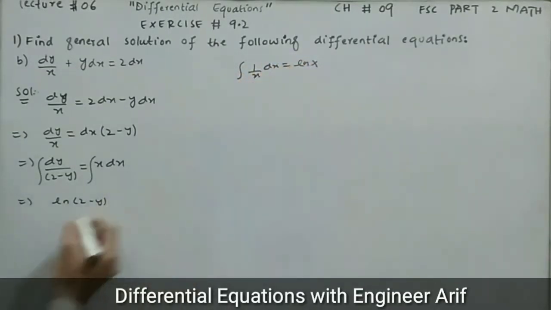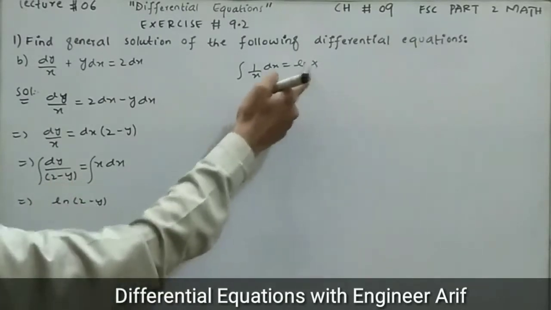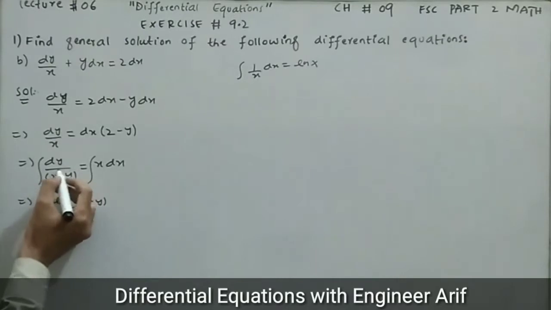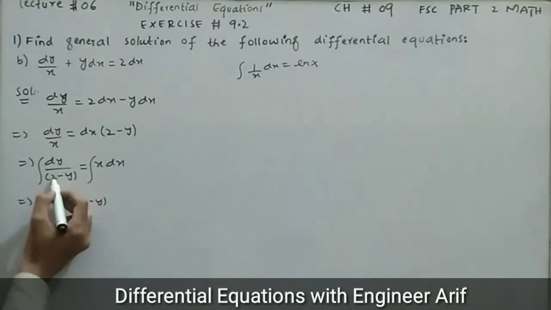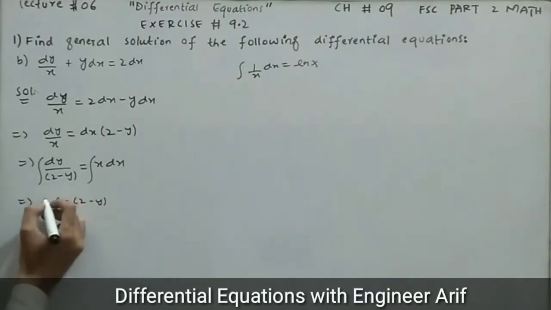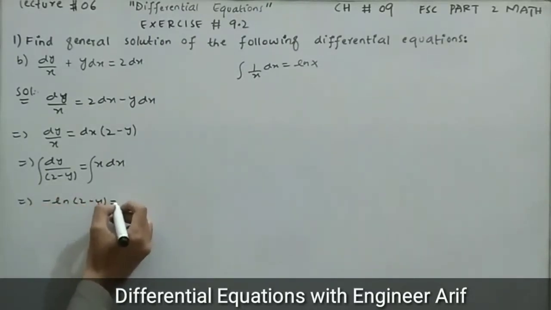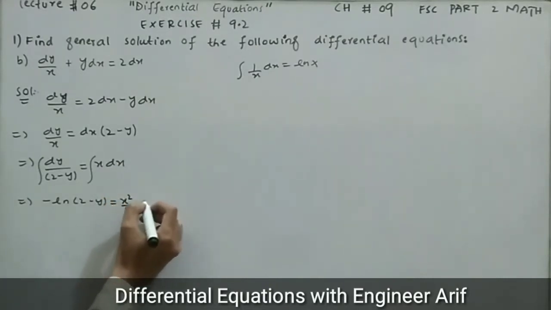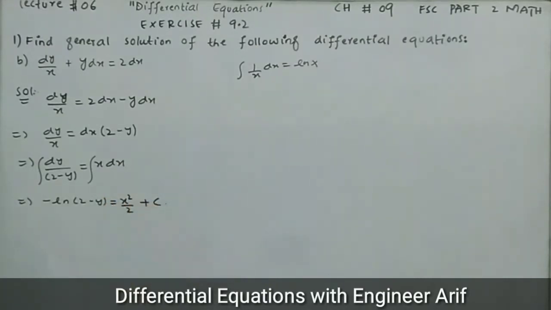Likewise, comparing with this form, the integral of 1 over 2 minus y will be ln of 2 minus y. But remember one thing, in differentiation of 2 minus y, the differentiation of 2 is 0 because this is a constant, and the differentiation of minus y with respect to y is negative 1. So here I will write an extra negative sign. The integral of x is x square divided by 2, and use plus constant of integration.